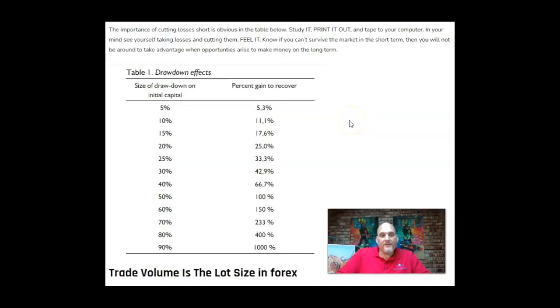I put this in the blog post because I really wanted people to look at the importance of cutting losses short, which is obvious in this table below. I wanted people to study it. I want you to print it out, tape it to your computer, and in your mind, see yourself taking these horrendous losses and cutting them. Feel it, because you're going to feel it when you're actually trading.